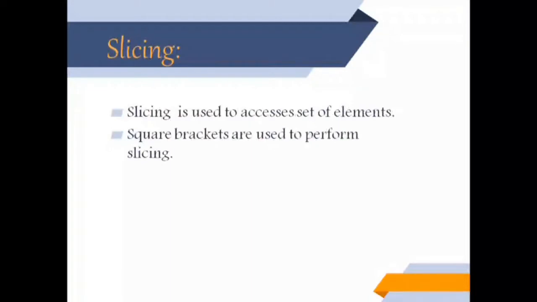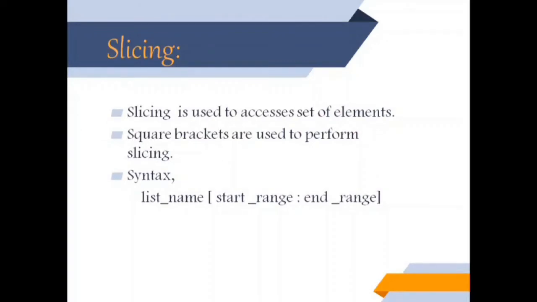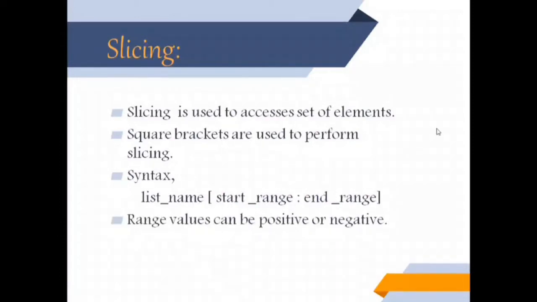Now let us learn about slicing. Generally, slicing is used to access a set of elements in the list. Now the square brackets are used to perform slicing. Now if we see the syntax of the slicing, the syntax is list name followed by square brackets, and within the square brackets we include starting range and ending range separated by a colon. The range values given in this slicing can be positive or negative.